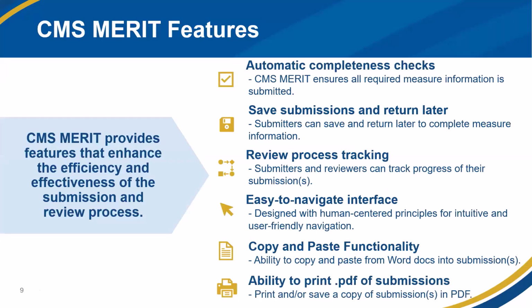CMS Merit offers numerous features that help enhance the submission and review process. Automatic completeness checks ensure that all required measure information is filled out before the submission. You don't have to complete your submission all in one sitting. You can save your progress and return later, which allows you to work at your own pace without feeling rushed. Both submitters and reviewers can track the status of the submissions, which will help provide visibility into each step of the review and decision process.